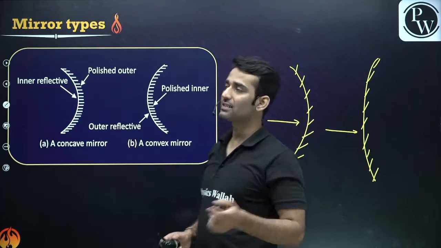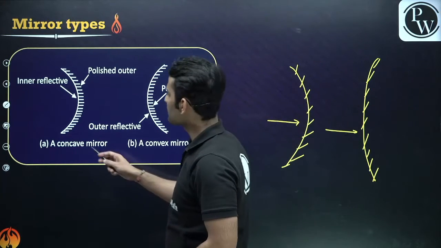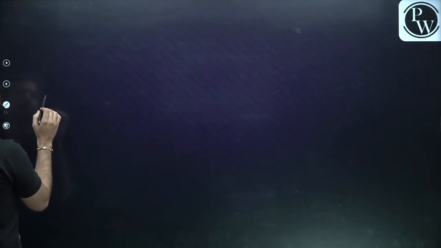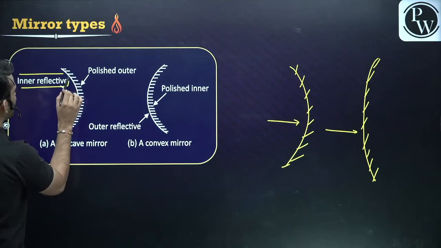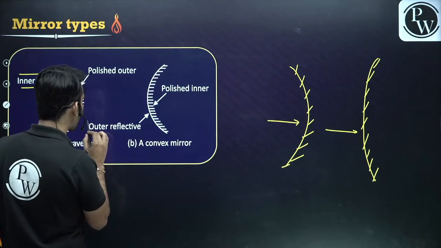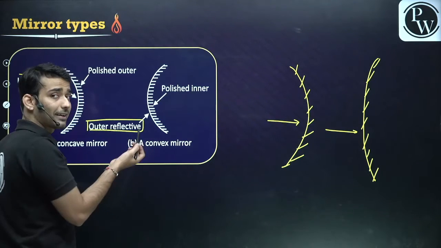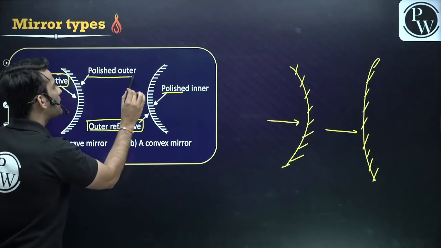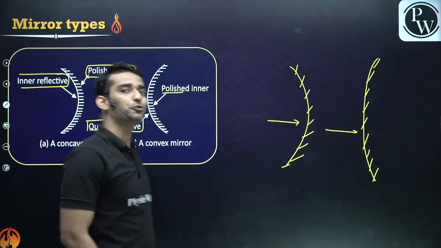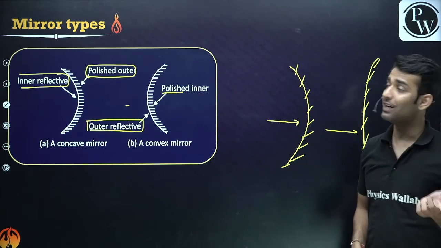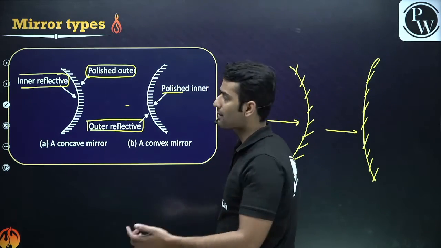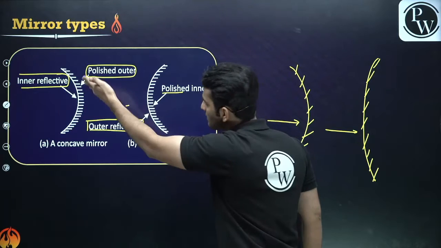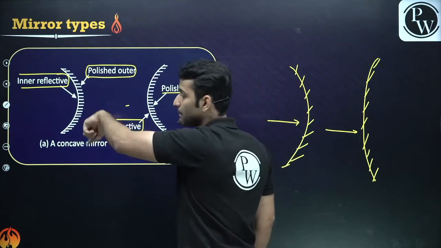So guys, based on this we have two types of spherical mirrors. First is concave. Concave means it has an inner reflecting surface. The reflecting surface of a concave mirror is inner, but for convex, the outer surface is reflective. Here inner is reflective, outer is polished. Is it clear, guys? So we have two types of mirror: one is concave, the other is convex. So how can you remember this? Concave means cave, like a cave. It is bulged inwards. The reflecting surface is bulged inwards.